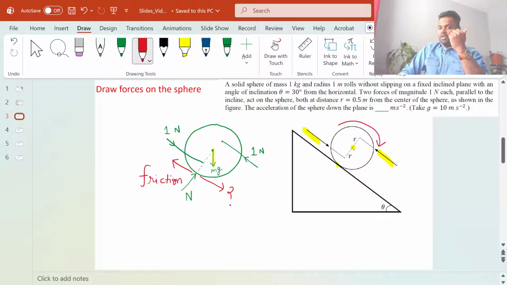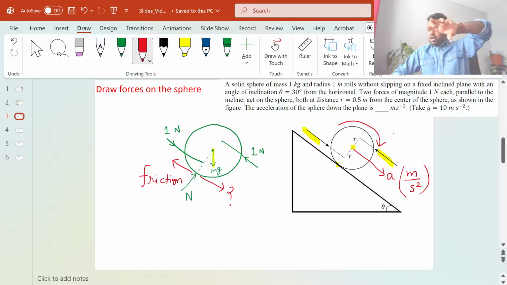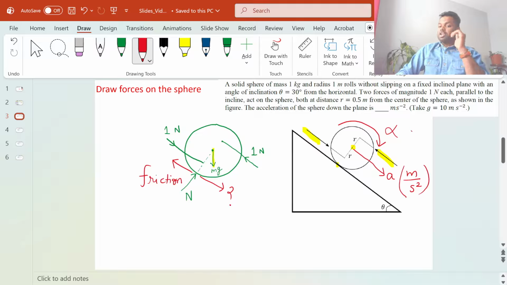So here you have A, that is meter per second square. It is called linear acceleration. And then because it is also rolling, you have alpha, like rotating, right? And that is called angular acceleration, and the unit is radian per second square, right?